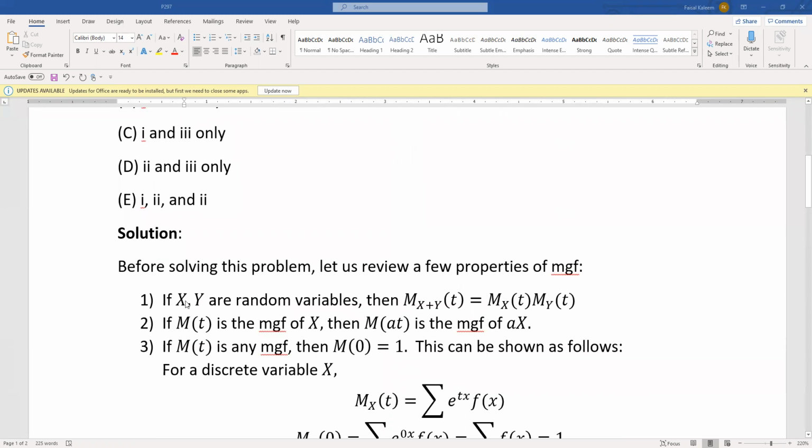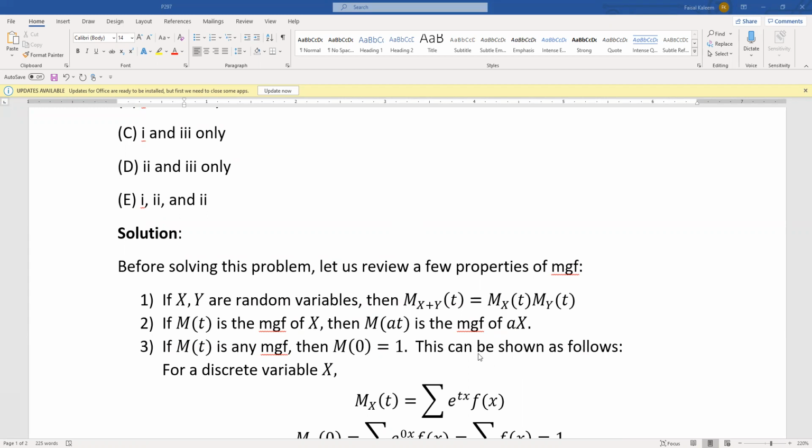First is that if x and y are random variables, then the MGF of x plus y is the product of the two MGFs of x and y. So the MGF of the sum equals the product of the individual MGFs. Second is that if m of t is the MGF of x, then m of at is the MGF of ax. Third is if m of t is an MGF, then m of 0 is always 1.